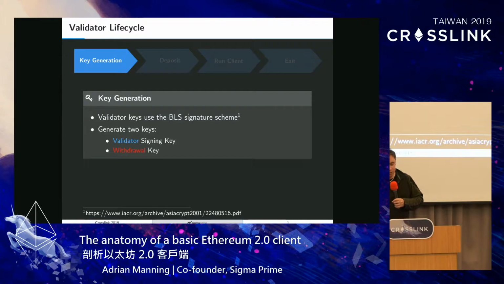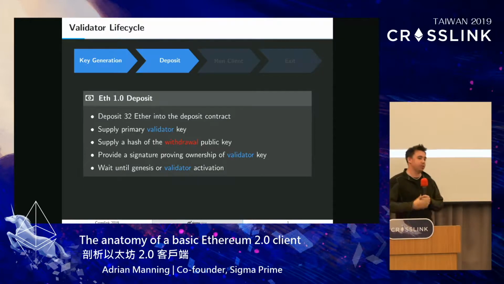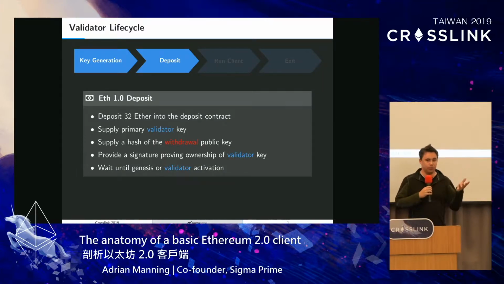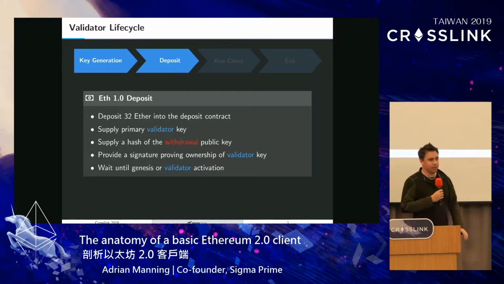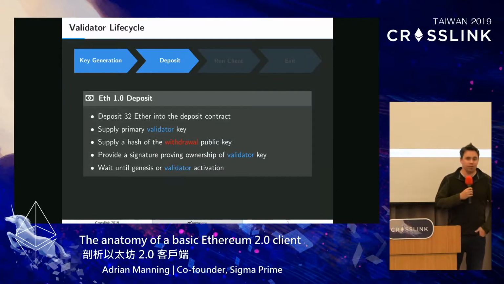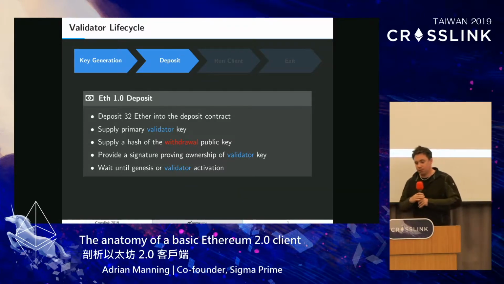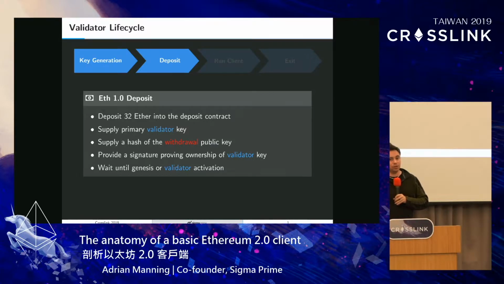Once you've done key generation, you need to then deposit some original Ethereum 1 into a deposit address on the Ethereum 1 chain, and you need to supply your validator key and a hash of your withdrawal key, and you provide a signature proving the ownership of the validator key. The signature is required because there's a cryptographic attack in signature aggregation in BLS called the rogue public key attack, if you're interested. But this is just one way of mitigating that. So these are the main things you need to contribute to the Ethereum 1 deposit address to become a validator.